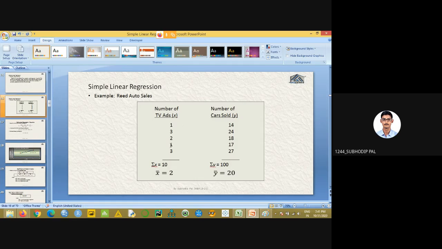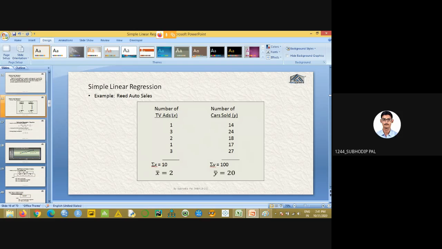So one example is given here. Number of TV ads and number of cars sold. TV ads high means promotion is high, which means sales will be high, right? That is the general relation we can say. Are you all getting it? A simple example.